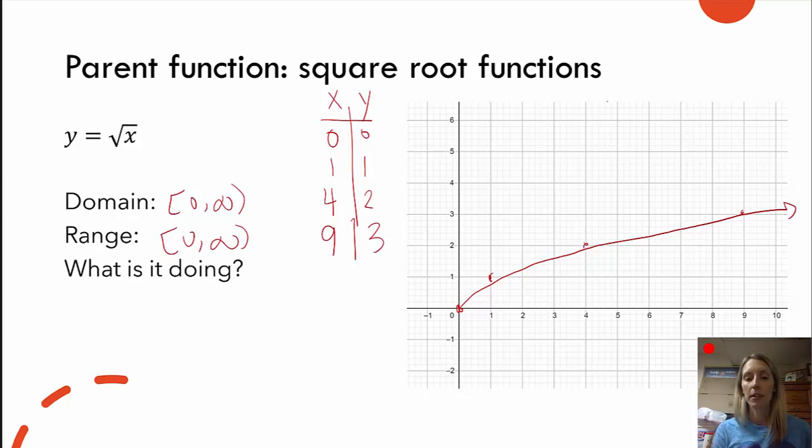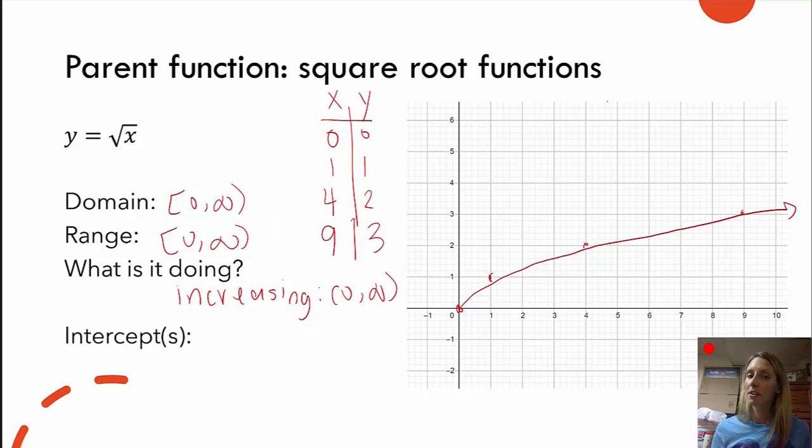What is this graph doing? Well, starting from 0, it is continually increasing. So because it's always increasing, we're going to say that it's increasing on the interval, which is the entire domain, but we don't include 0, so it's going to be from 0 to infinity. And guess what the x and y-intercept is? That's right, it's 0. The x-intercept is the same as the y-intercept, which is the origin (0, 0). So this is our square root function.